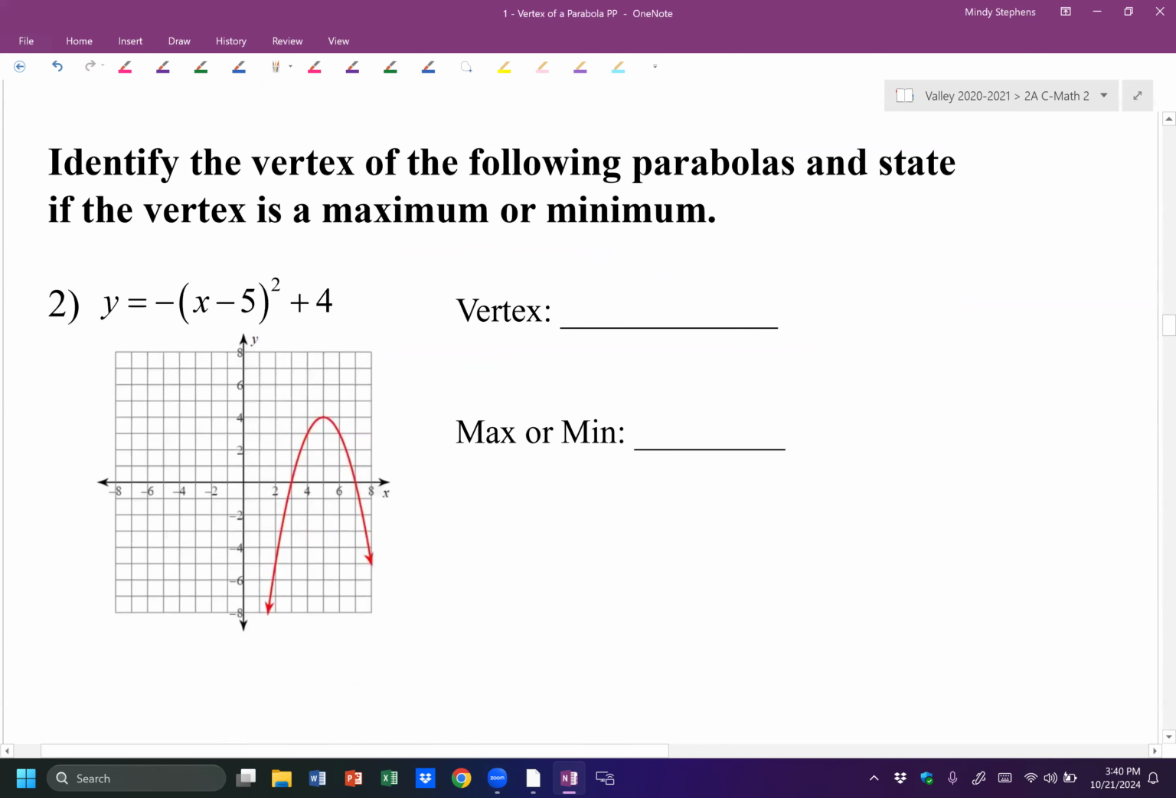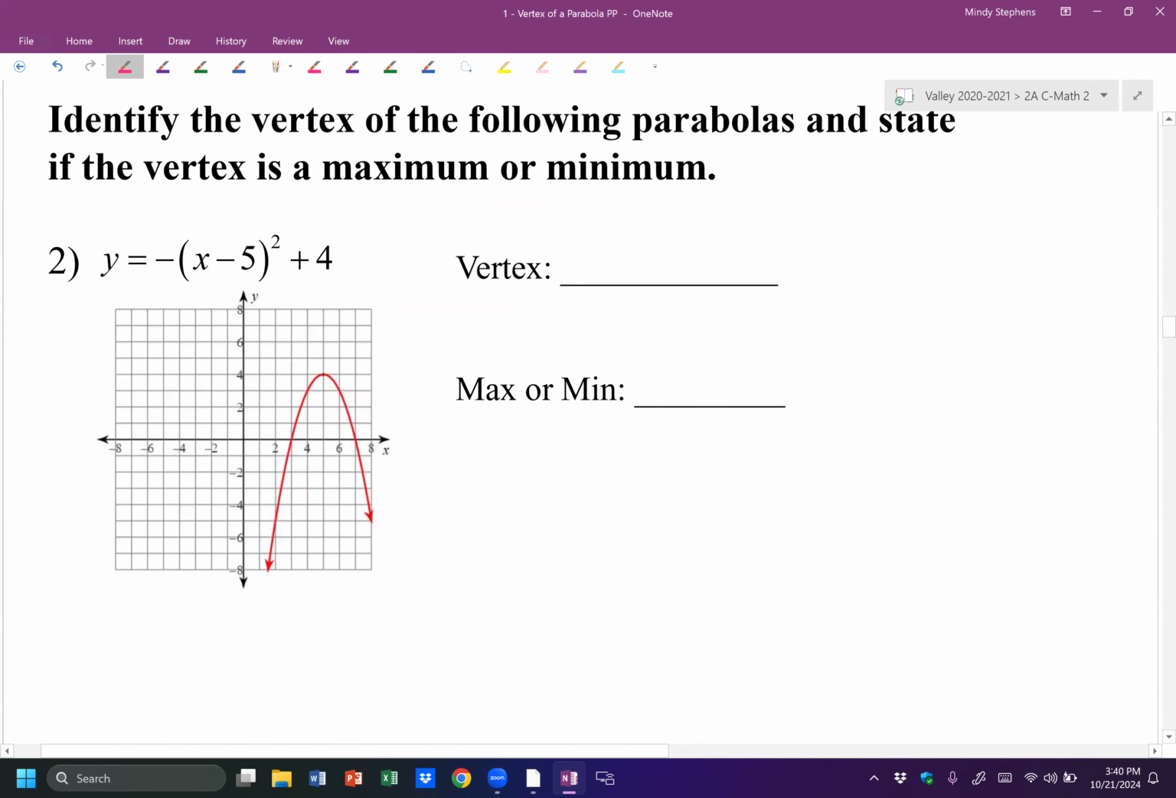So number 2, vertex first. I'm going to just look at the graph and put a dot either at the high point or low point. So there's my vertex. Then I'm going to count right and then up. So I need to know how far I moved to the right and how far I moved up. So I'm going right 1, 2, 3, 4, 5. So the vertex is 5 and it moves up 1, 2, 3, 4, up 4. So (5, 4) is my vertex. And remember, if it looks like this, it's a maximum. If it looks like this, it's a minimum. So it is a high point. So this is a maximum.